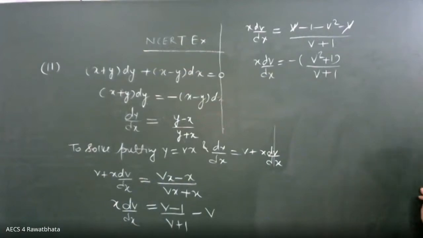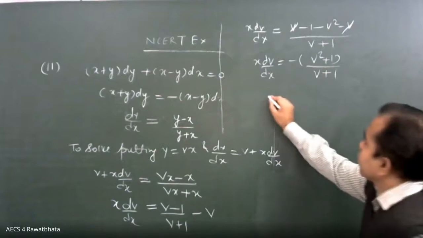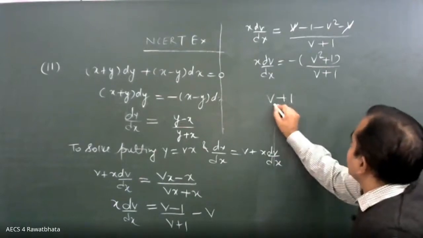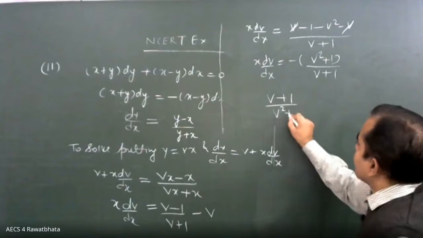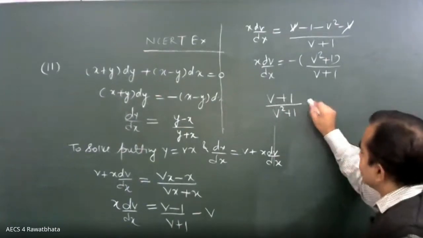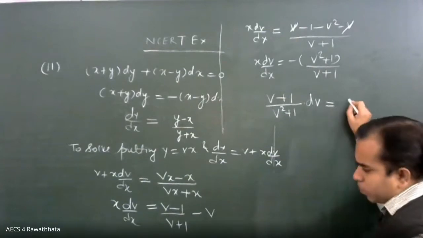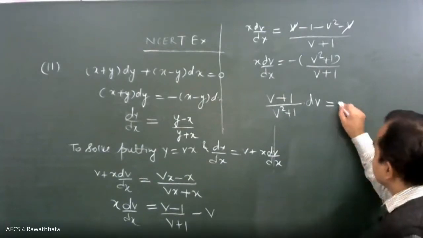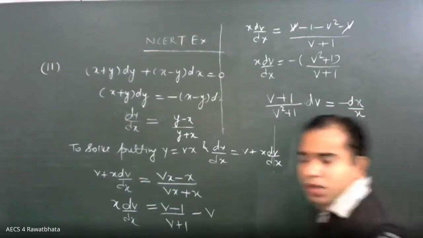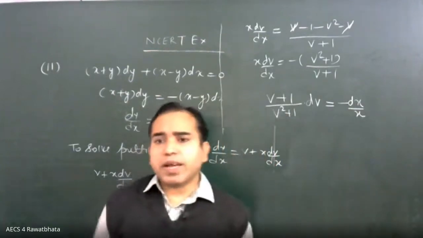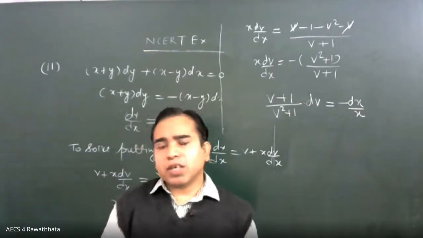Anjali Sharma. What should I write in the next line? Can you tell? One minute. V plus 1 upon V square plus 1 into dv equals to minus dx upon x. My dears, asking this step is a simple example, that people on the listening part are dull. They are passive listeners.